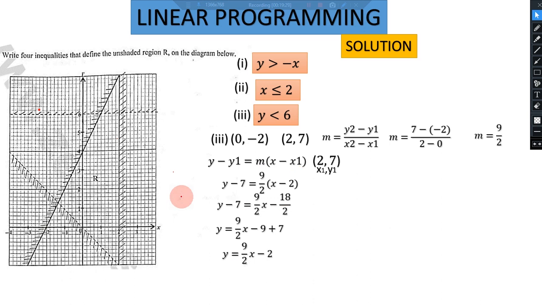Now, since we are writing the inequation, remember, we use those four signs. Let us look at our line. This is a solid line. Being a solid line, we use greater than or equal to, or less than or equal to. Where is it shaded? Above. Since the wanted region is below, we will use less than. So the final answer will be y less than or equal to 9/2 x minus 2. That is your answer there.